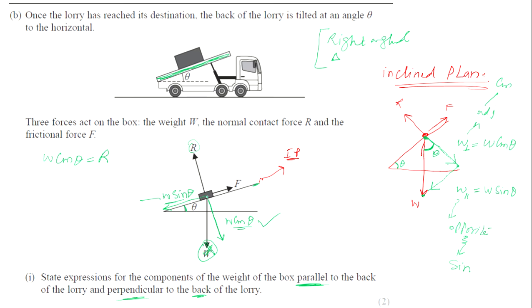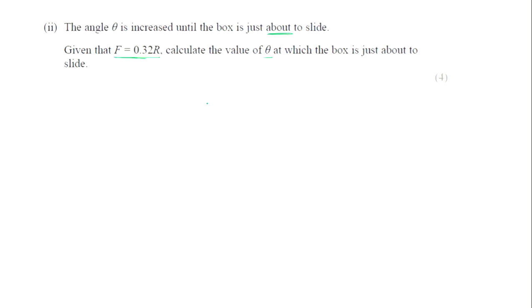Clearly, W sin theta is acting downward, frictional force is acting upward. And because again the box is about to slide, the box is at rest at that moment. So W sin theta is equal to friction. This is our most important condition for the inclined plane, and that's what we can use. So now you can say that since W cos theta is equal to R and W sin theta is equal to F, which is the friction force, we need to find theta.